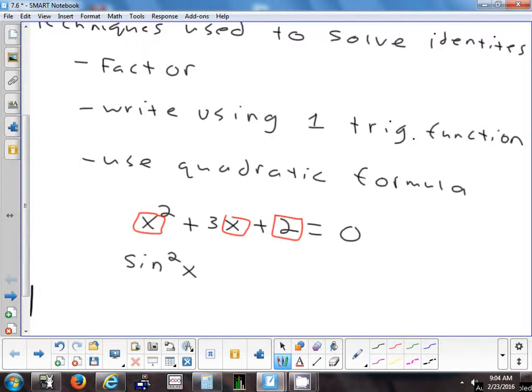Sine squared x plus 3 sine x plus 2 equals 0. In fact, the way I would solve this one is exactly the way I would solve the one above it. A is 1, B is 3, C is 2. But the key is you have to recognize this as a quadratic equation: something squared, the something, and then just a constant.